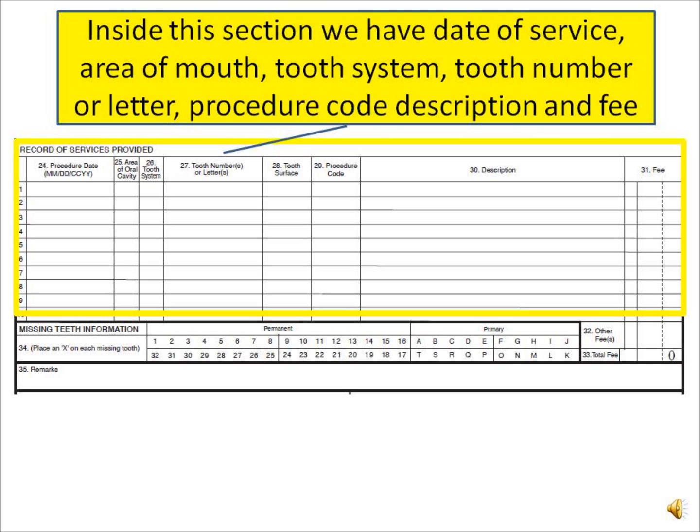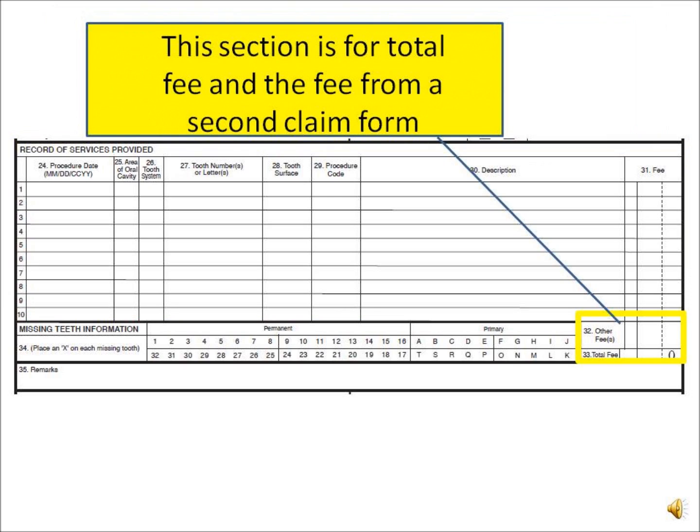Box 30 is the description. Box 31 is the fee charged by the office. For box 32, you would get the total of another page. That is in the event that you have more than 10 services and they would go on a second page. Box 32 would be the total of the second page, and box 33 would be the total of both pages.